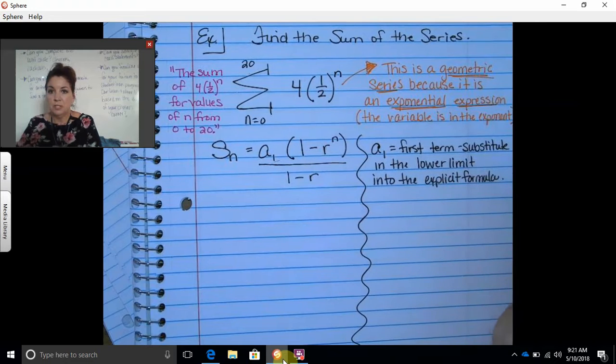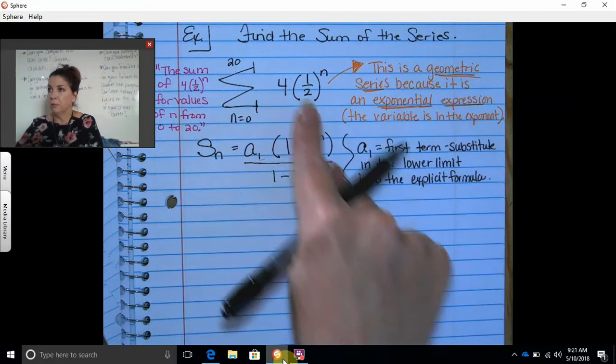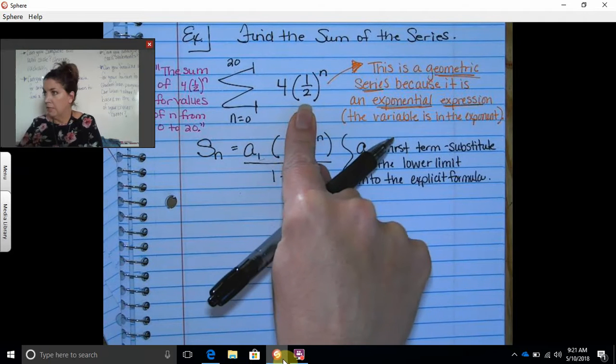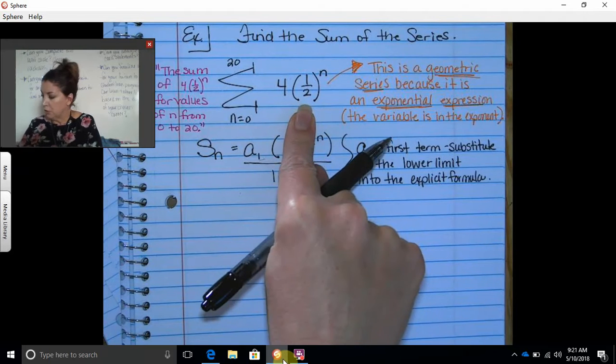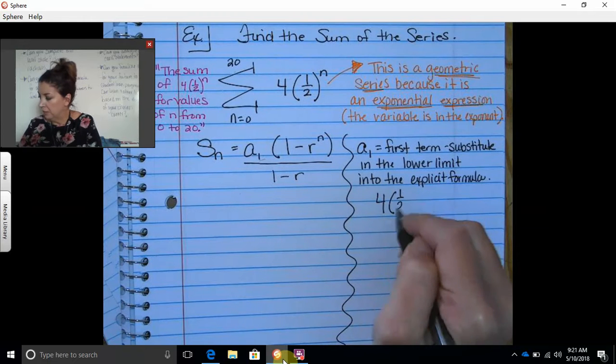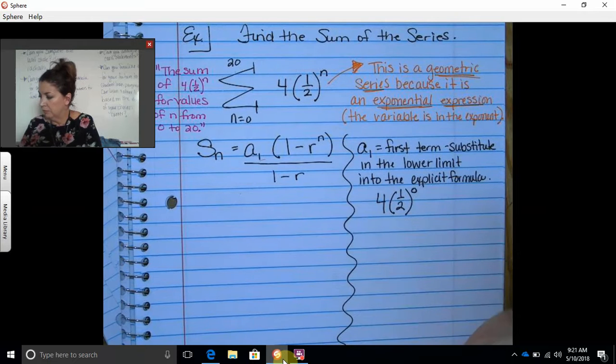And when I say substitute in the lower limit, I mean substitute in the lower limit into the explicit formula. That kind of didn't flow. I'm talking about the explicit formula that's provided. This is the explicit formula that they already derived. So 4 times 1/2, where you see an n, that's 0.